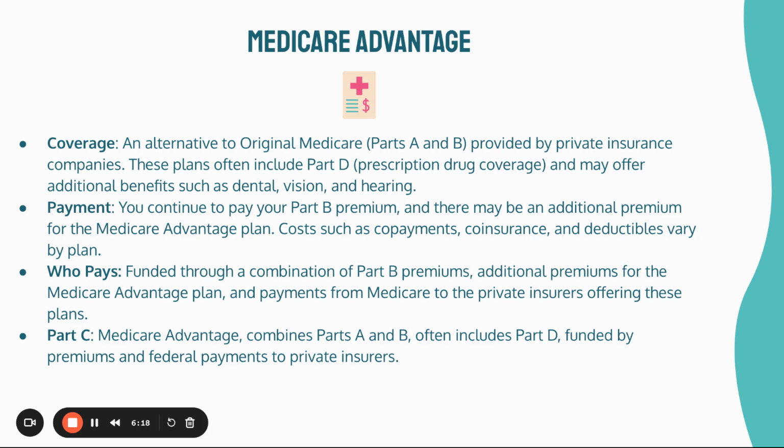Even if you are taking a Medicare Advantage, you continue to pay your Part B premium, and there may be an additional premium for the Medicare Advantage plan. Obviously, since you are going to get additional coverage, you would be paying an additional premium for Medicare Advantage. It is funded through a combination of Part B premiums, additional premiums for the Medicare Advantage plan, and payments from Medicare to the private insurers offering these plans. In a nutshell, Medicare Advantage combines Part A and Part B, often includes Part D, and is funded by premiums and federal payments to the private insurers.